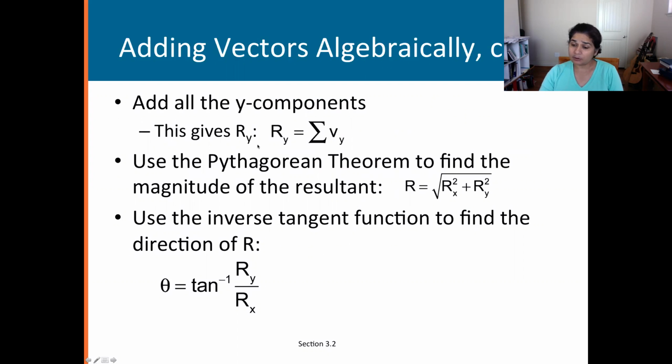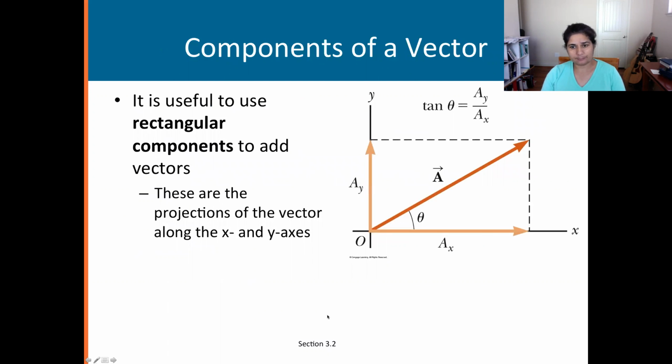Similarly, the y component of the resultant vector is going to be the sum of the y components of all the vectors. Okay? And to get the magnitude, we just take the square root of Rx squared plus Ry squared. And to get the angle theta, we're going to do tan inverse of the resultant y, which is the sum of all the y components, divided by the sum of all the x components. We'll look at an example of this, and that'll make it more clear.